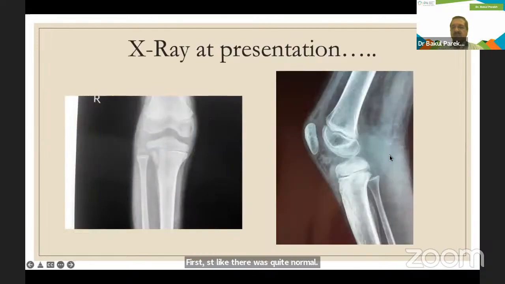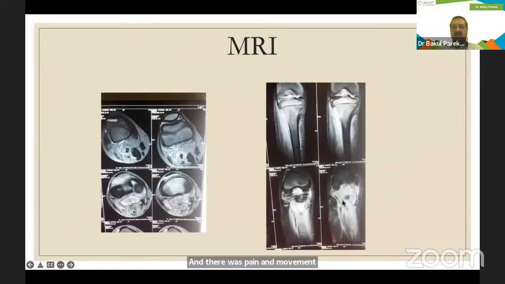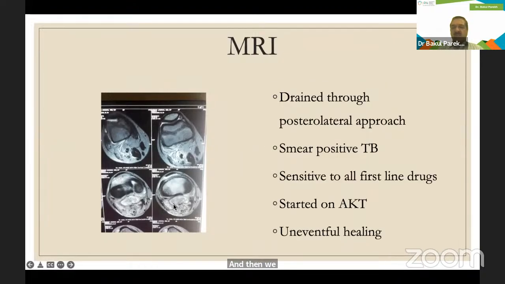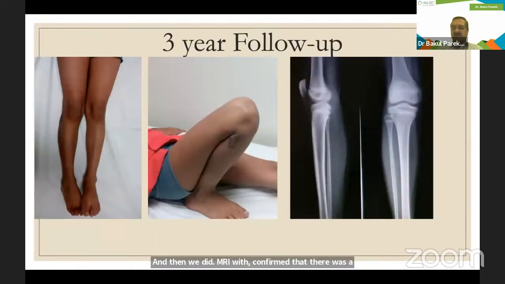Second X-ray shows the soft tissue swelling here, and there was pain and restricted movement. And then we did MRI, which confirmed that there was a collection of fluid around the head of the femur, which was ultimately drained and came out to be smear positive tuberculosis. And ultimately, we treated with anti-tubercular line of treatment and the child improved.